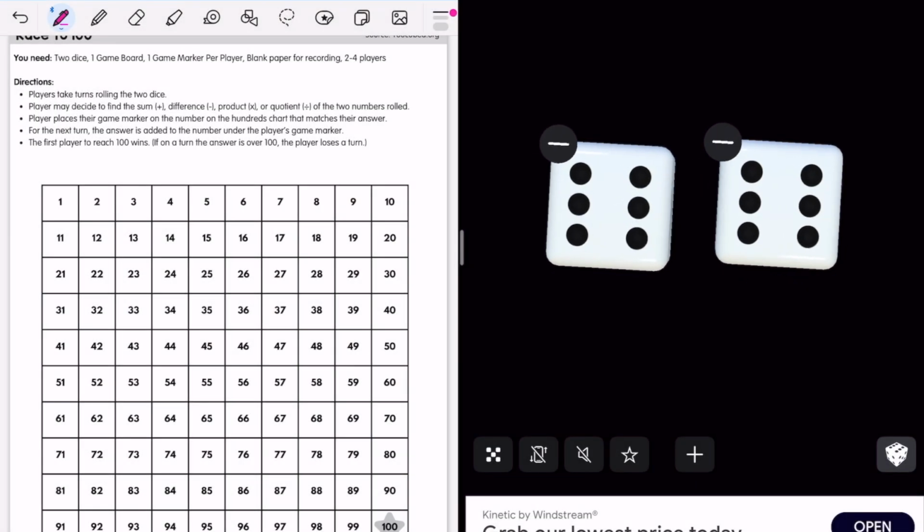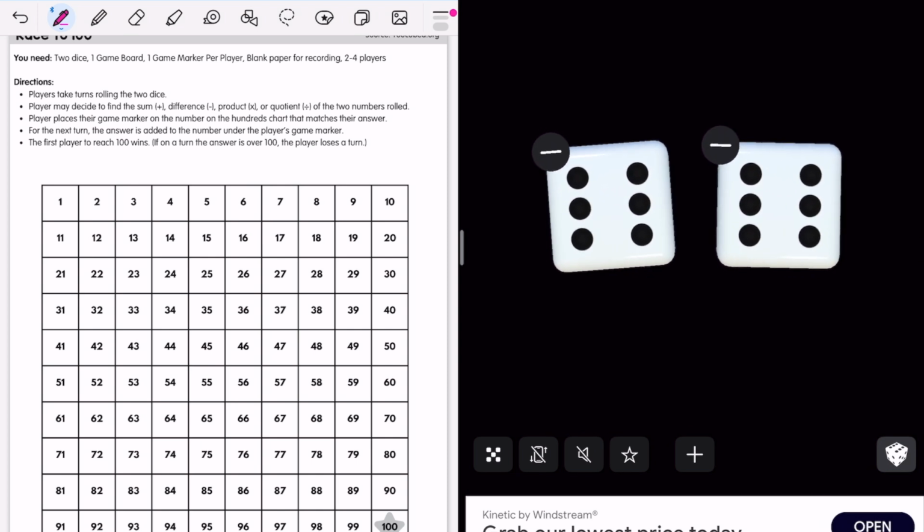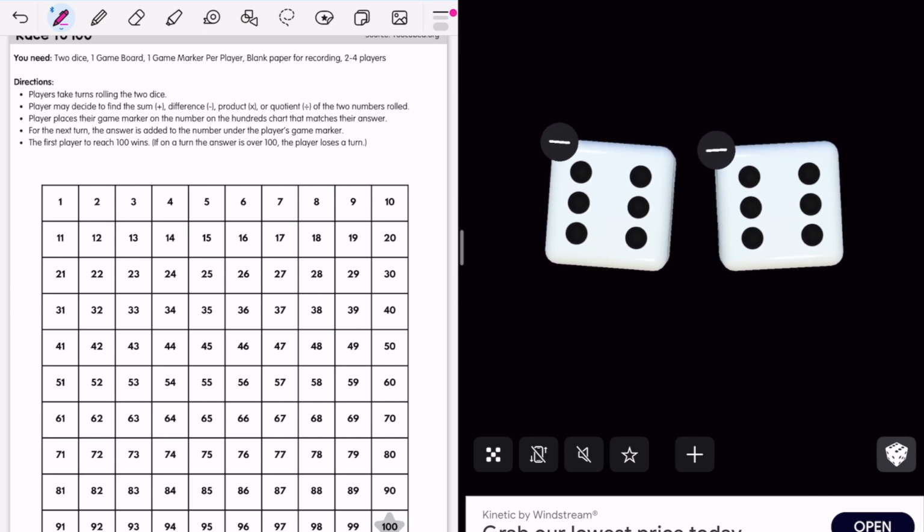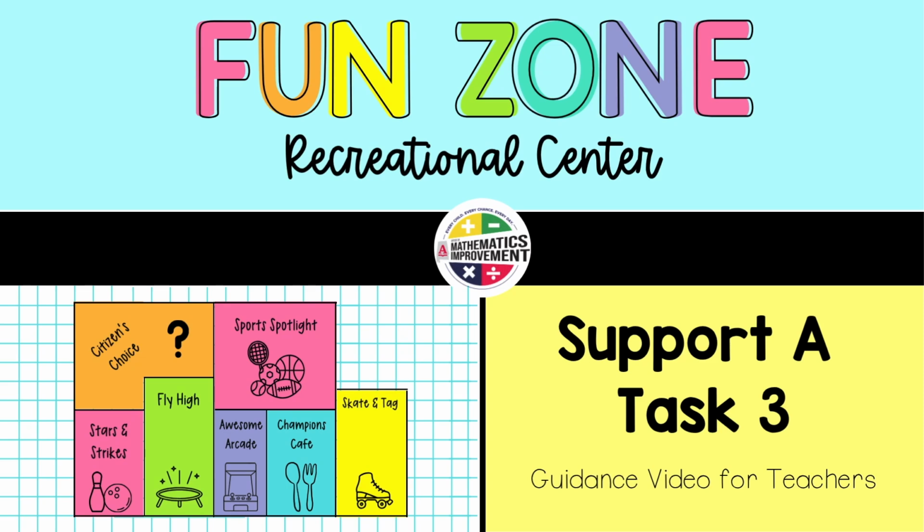This game provides students a chance to practice addition fluency strategies while also providing a real-world probability experience. In the game Race to 100, players will need 2 dice, 1 game board, and 1 game marker per player, and blank paper for recording. 2 to 4 players can play this game.